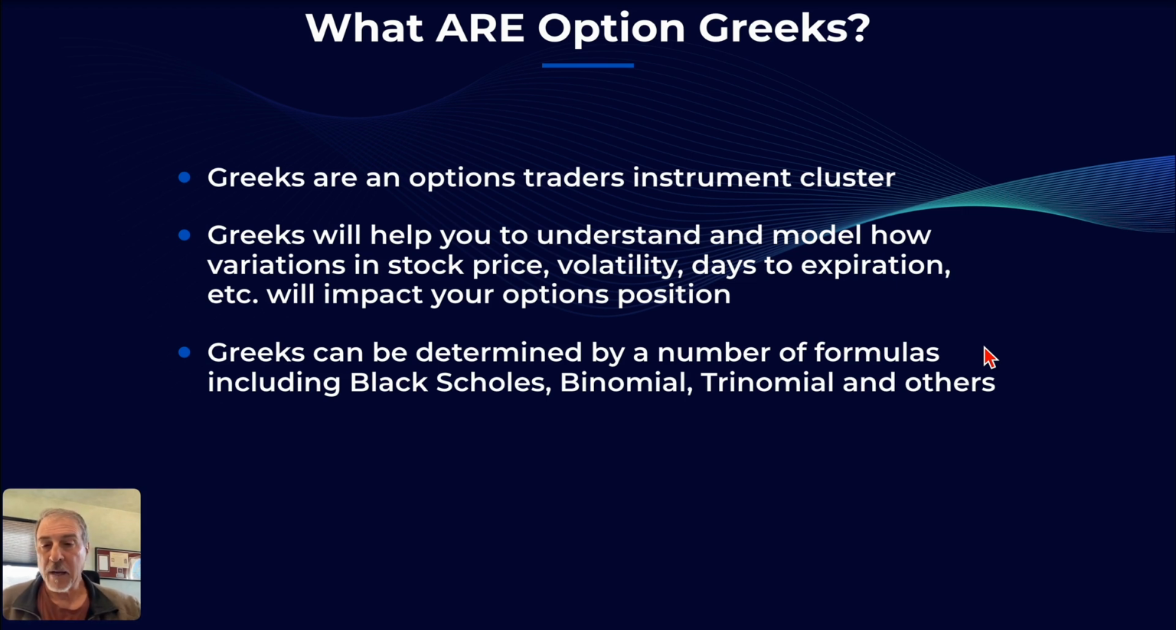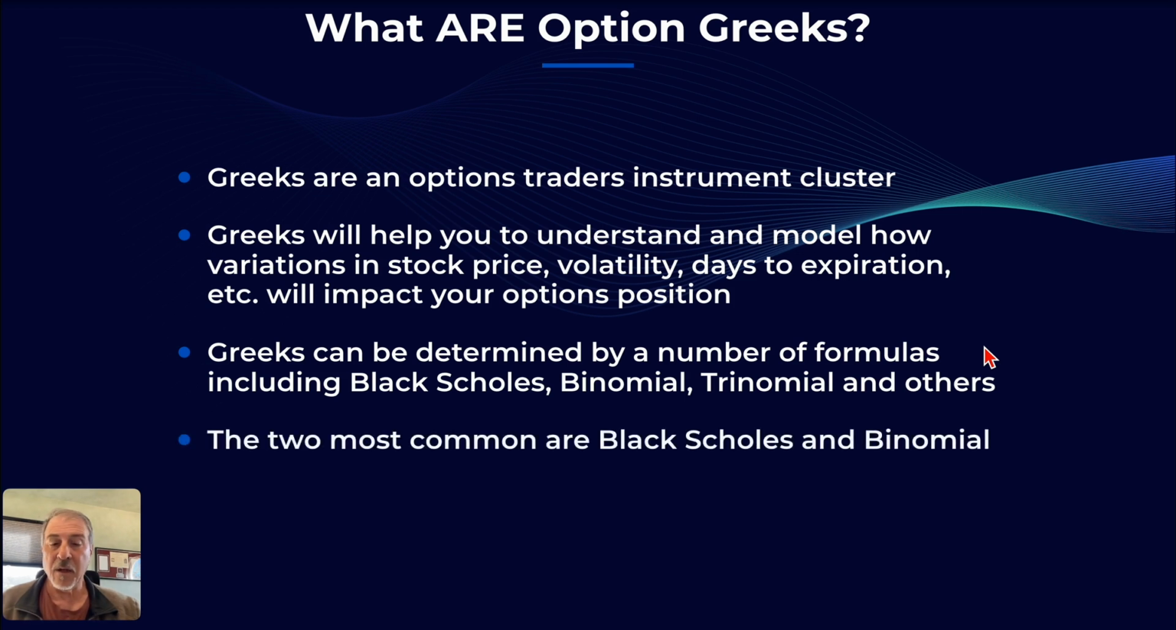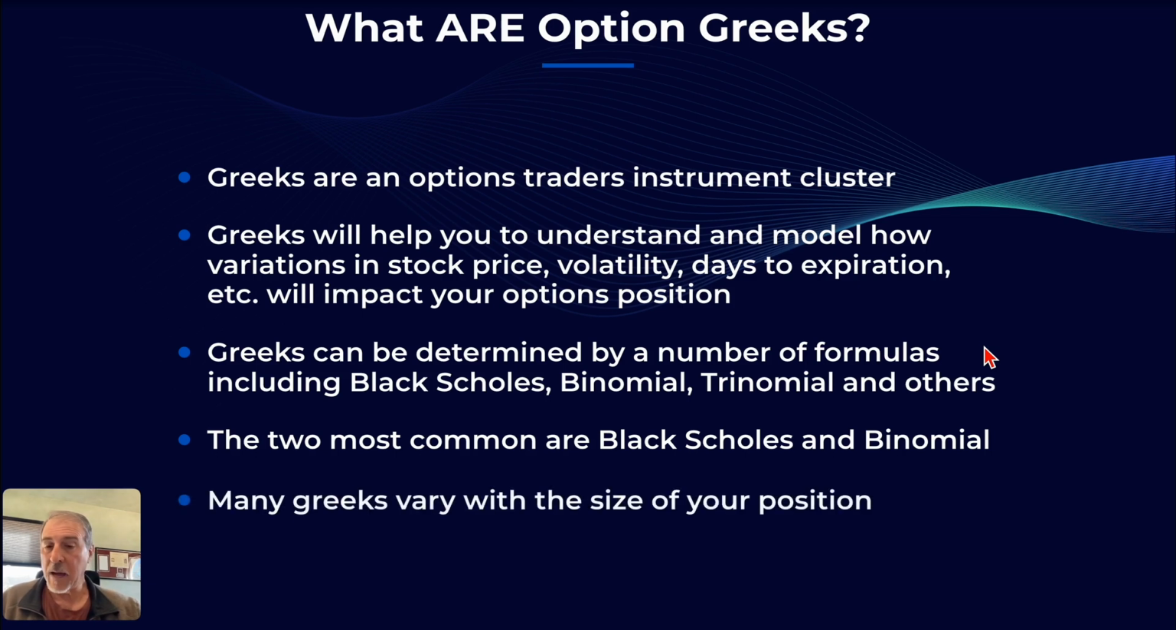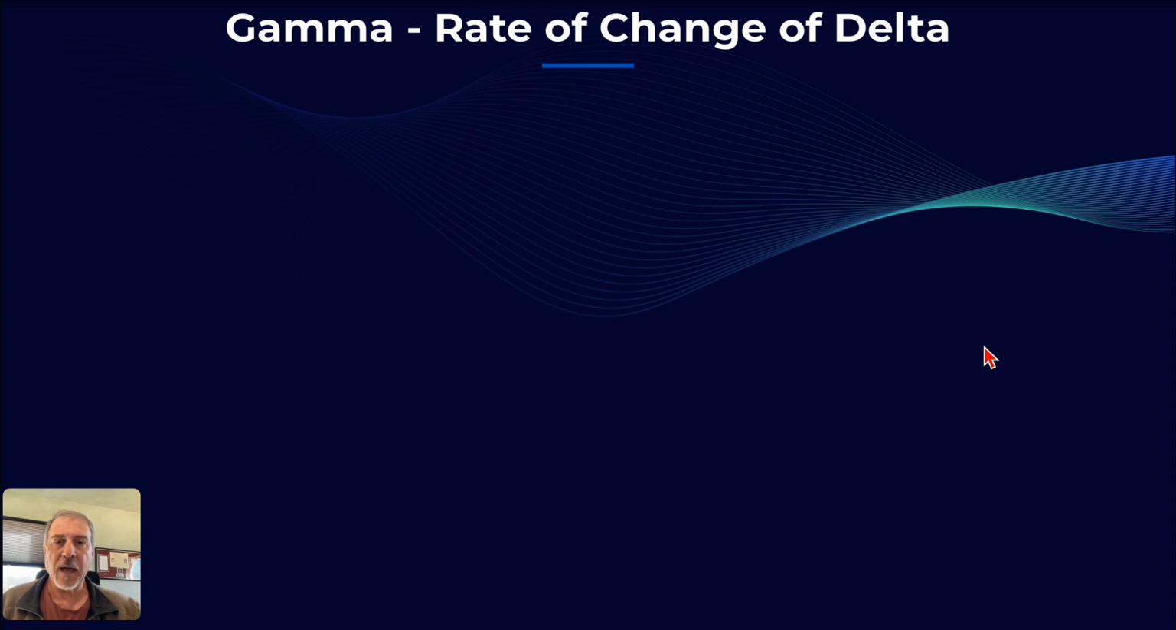They're determined by a number of different potential formulas that can be used: the Black-Scholes model, the binomial model, trinomial model, and others. The most common are Black-Scholes and binomial. And most platforms will allow you the ability to select what specific modeling you want to use. It's also important to understand that Greeks are going to vary with the size of your position. If I have on a single long call, two long calls is going to have pretty much double the Greeks when we look at that. So keep that in mind as well.